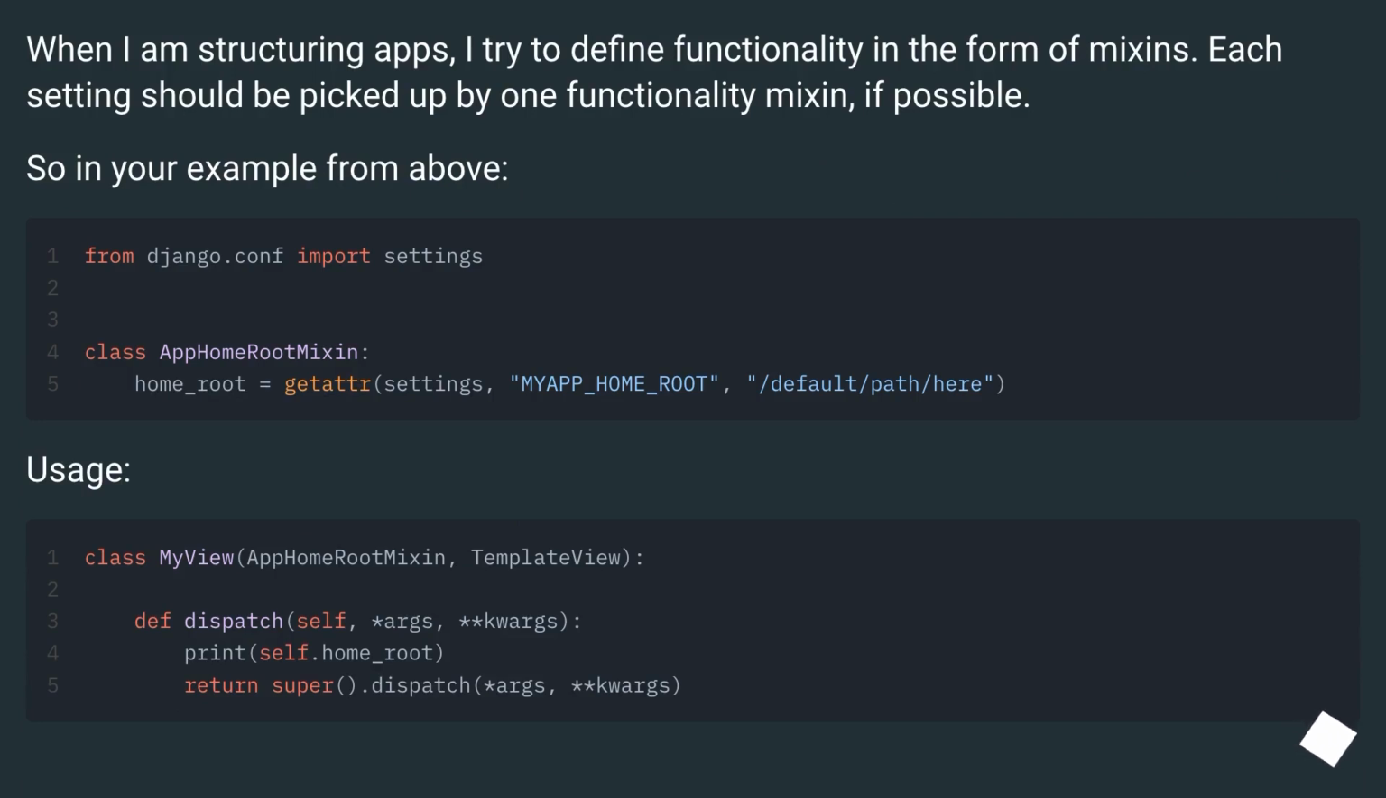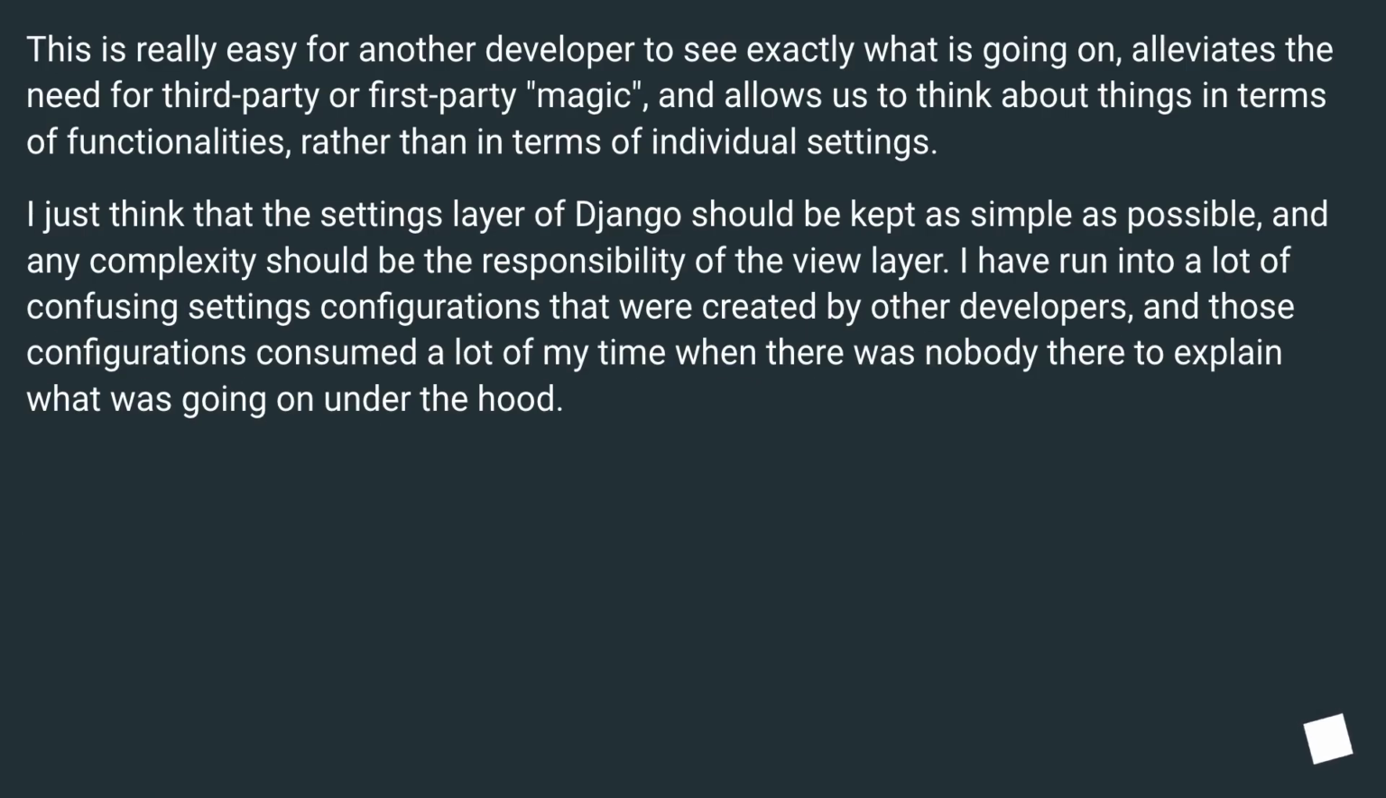When I am structuring apps, I try to define functionality in the form of mixins. Each setting should be picked up by one functionality mixin, if possible. So in your example from above. Usage. This is really easy for another developer to see exactly what is going on, alleviates the need for third-party or first-party magic, and allows us to think about things in terms of functionalities, rather than in terms of individual settings.